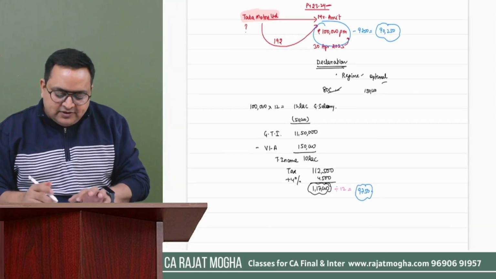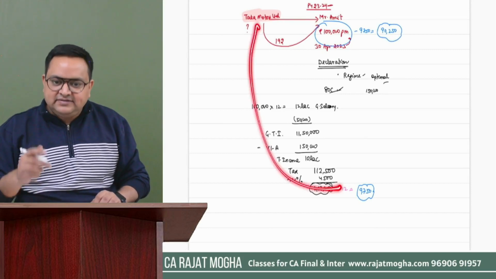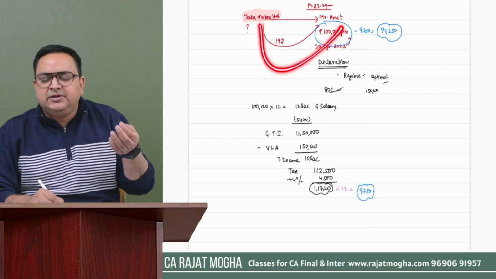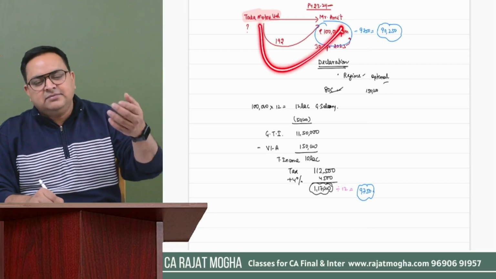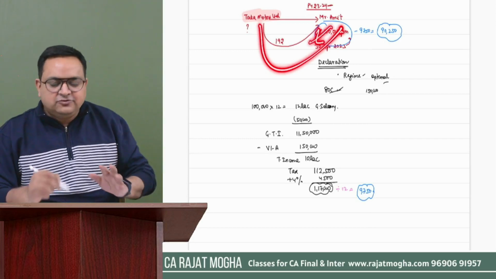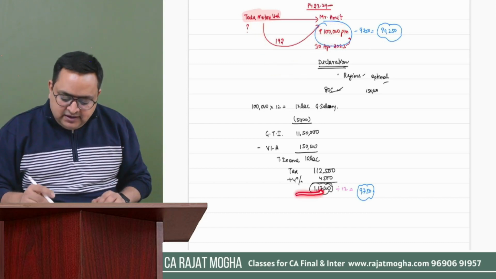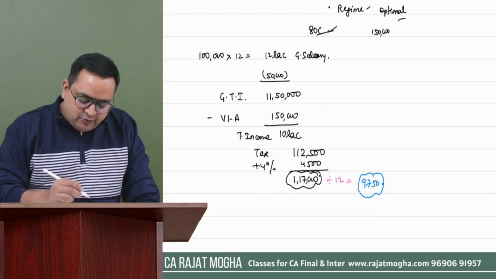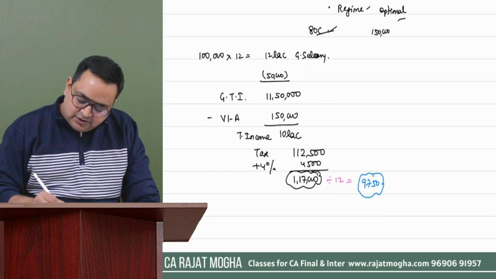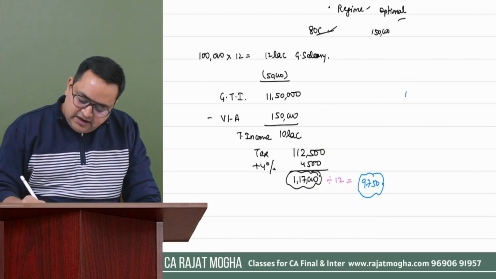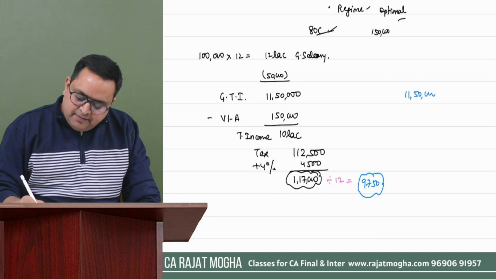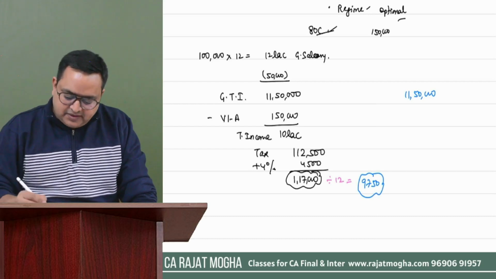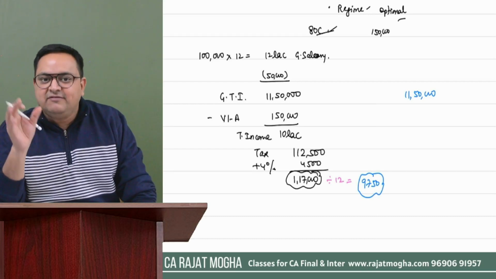So what will Tata Motors do? Let's say they have intimated him in the month of February to give the evidence by 15th of February, but this person has not given it. Then Tata Motors will recalculate his tax. The gross total income was 11.50 lakh. Sorry, he has given the declaration, but he is not giving us the evidence.